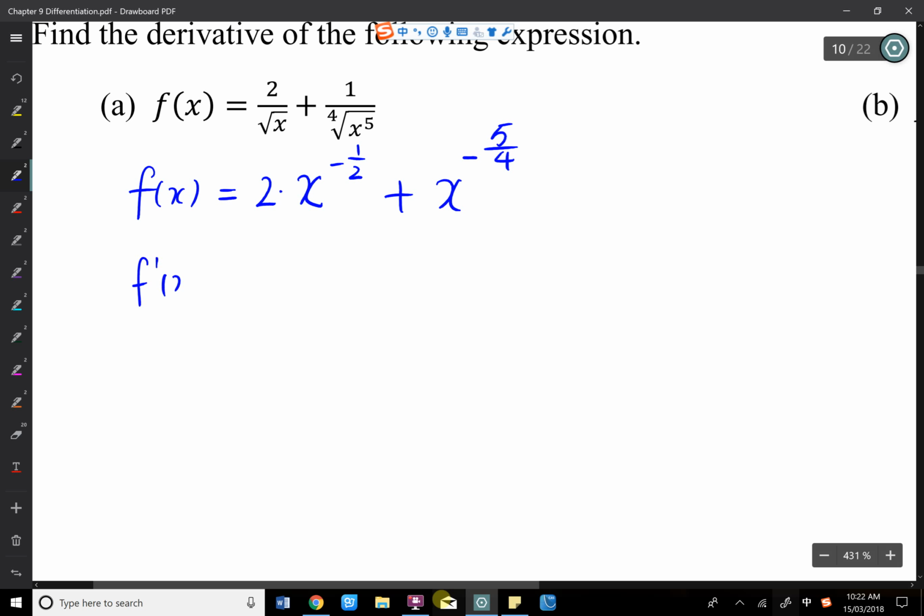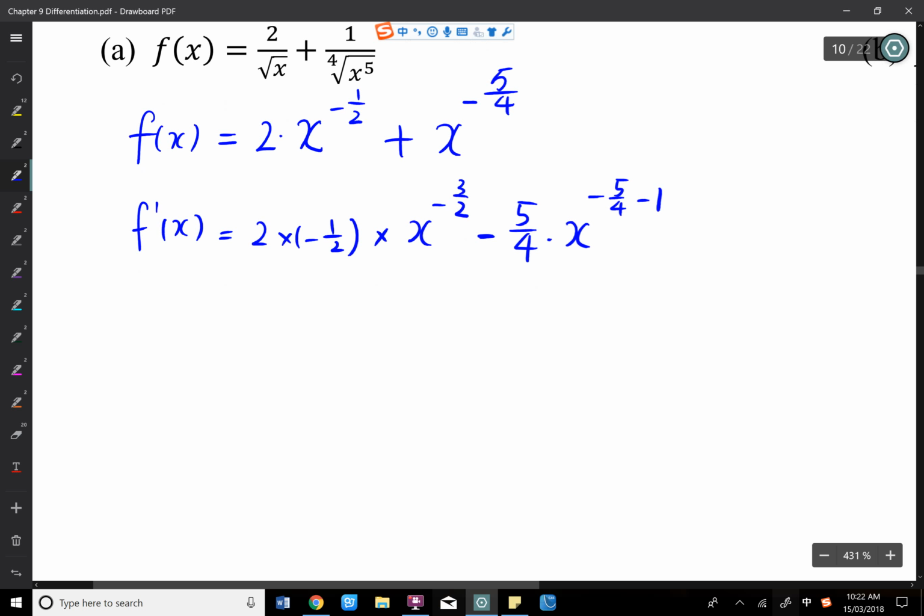Then f dash x equals 2 times negative a half times x to the power of negative 3 over 2, minus 5 over 4 times x to the power of minus 5 over 4 subtract 1. That equals negative x to the power of negative 3 over 2, minus 5 over 4 x to the power of negative 9 over 4. Negative 4 over 4, minus 5 over 4 is minus 9 over 4.